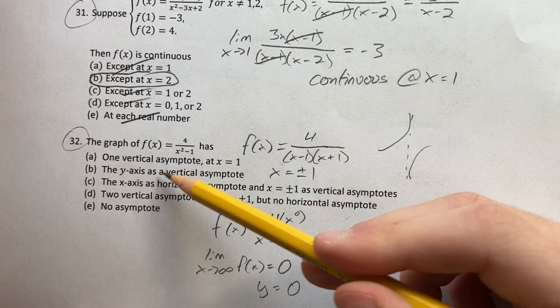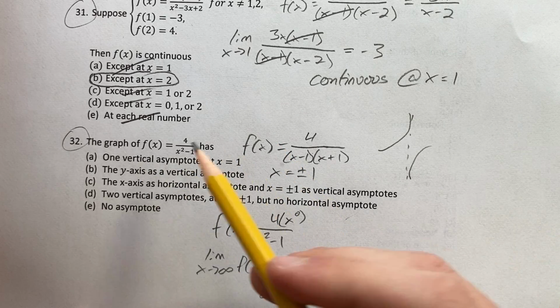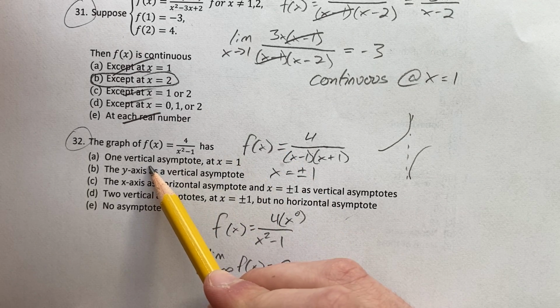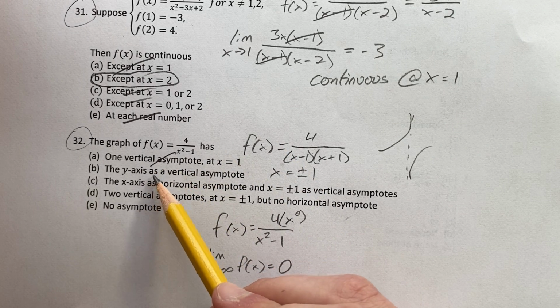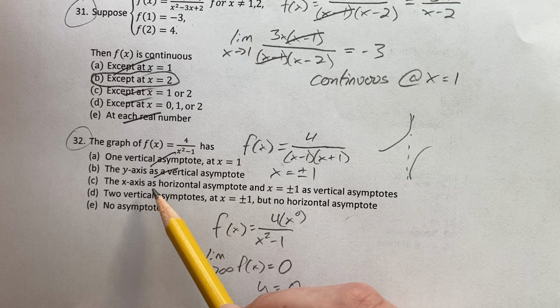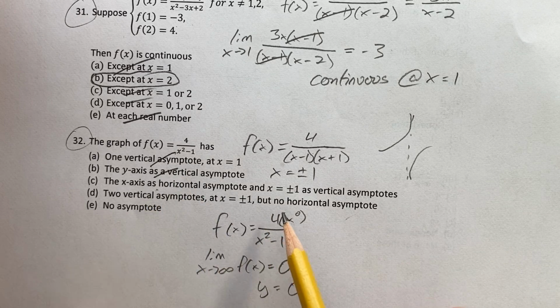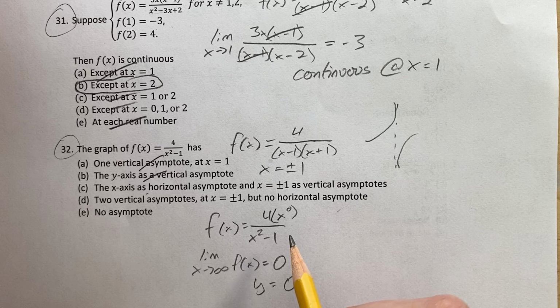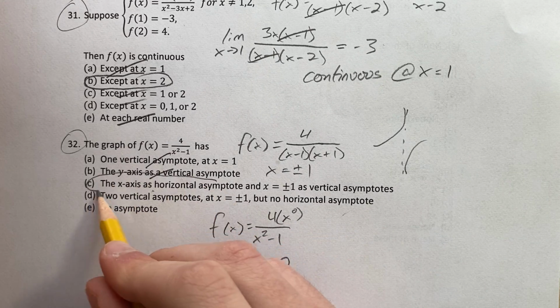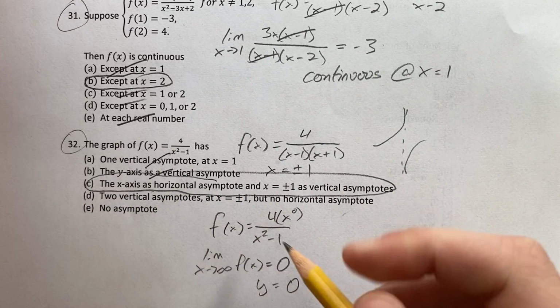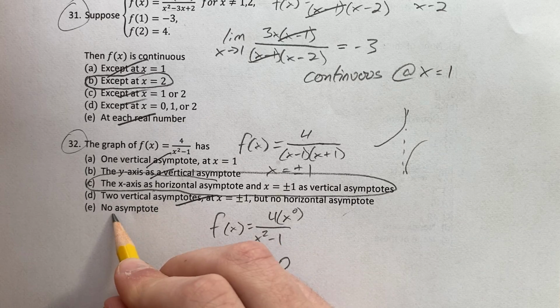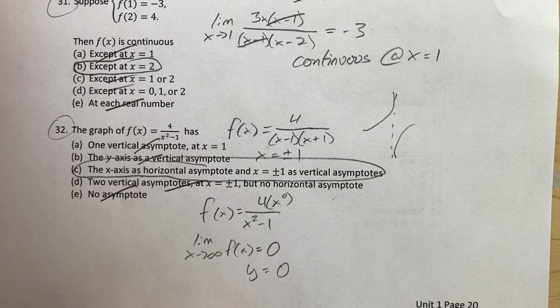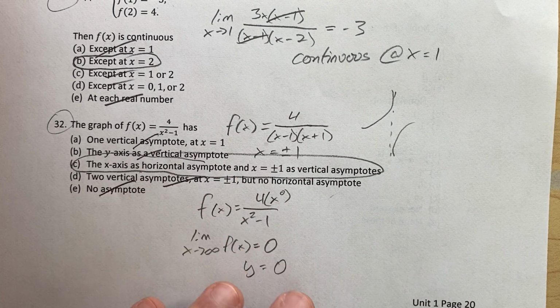So you can look at the questions, you can look at the various answers. One vertical asymptote, no. Y-axis is vertical asymptote, no. X-axis as horizontal, and x equals plus or minus 1 as vertical asymptotes, yes. And same thing for these ones, you can rule them out pretty quickly. All right, now moving on to the last question.